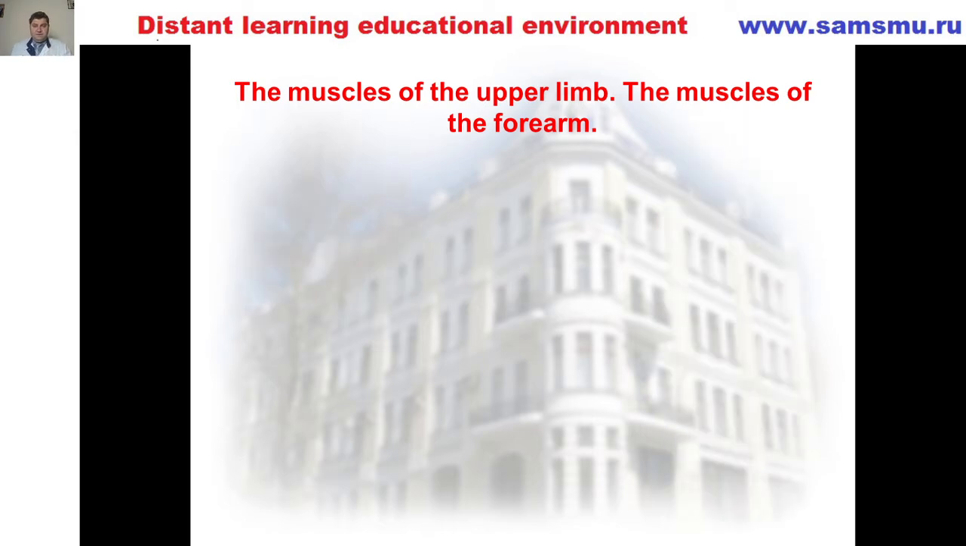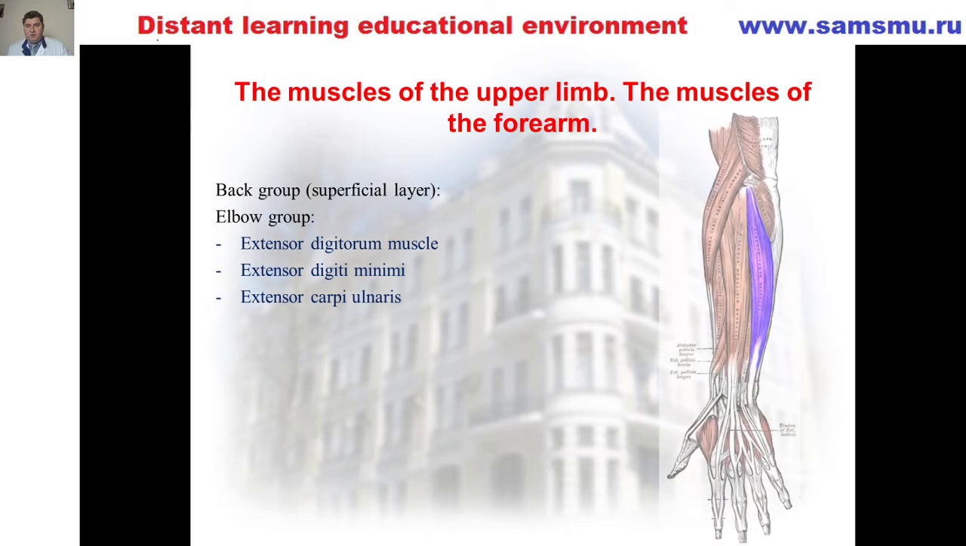Next we will talk about the ulnar group or elbow group. So, extensor digitorum muscle. All these three muscles which you can see on this picture form the superficial layer. The extensor digitorum muscle stretches on the posterior surface of the forearm. It arises with extensor carpi radialis brevis from the lateral epicondyle, from this place.